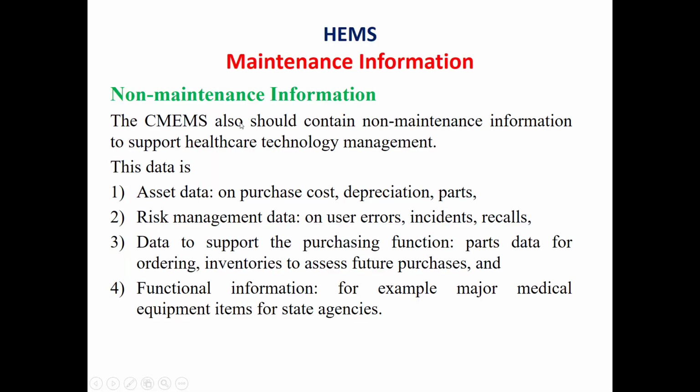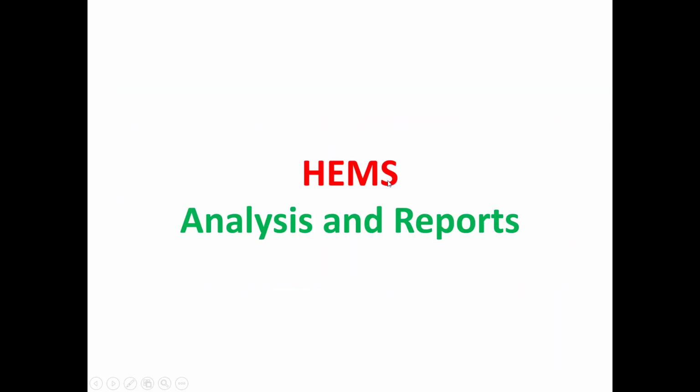In addition to the scheduled and unscheduled maintenance information, we have non-maintenance information. Such information will include assessed data on purchase cost, depreciation, and parts, risk management data on user errors, incidents, and recalls, data to support the purchasing function, such as parts data for ordering, inventories to assess future purchases, and finally, functional information. For example, major medical equipment items for state agencies.